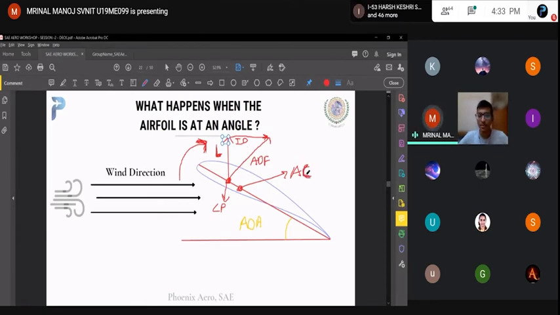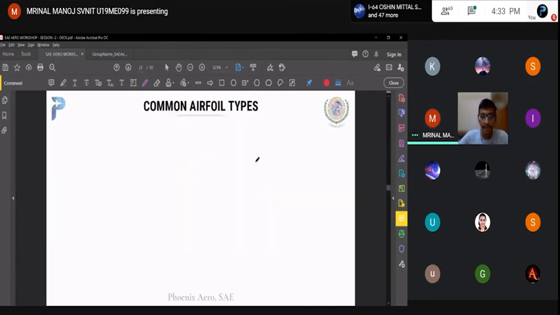These are some few jargons that are popular in the aircraft industry. So these are some of the basics that you all will come across. Now moving on. There are common airfoil types. There are actually four most common airfoil types.